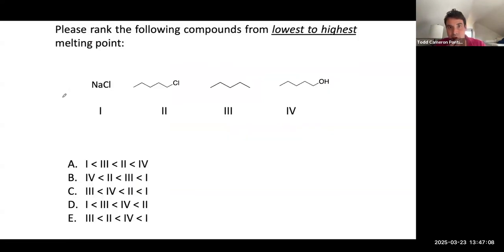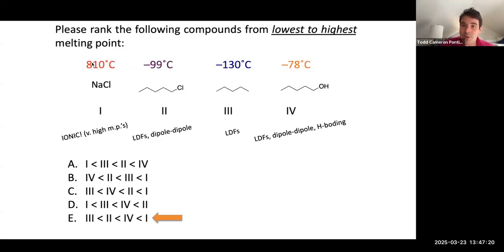Okay, so take a moment and see if you can rank these compounds from lowest to highest melting point. Again, feel free to pause. Okay, let's go through this. The one with the least is going to be 3 because it just has the 5 carbons, no dipole-dipole interactions, and we can see negative 130 degrees Celsius, pretty low. The one with the chlorine here adds dipole-dipole interactions, and that kicks up the intermolecular forces pretty significantly to give us negative 99 degrees Celsius.